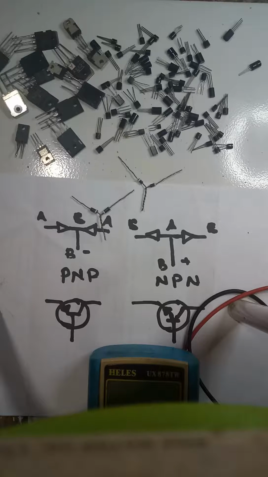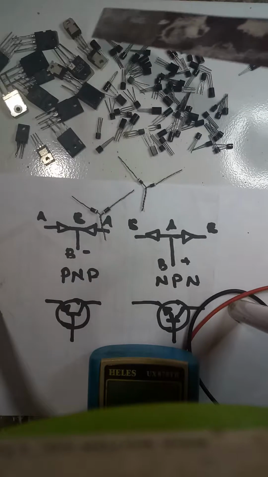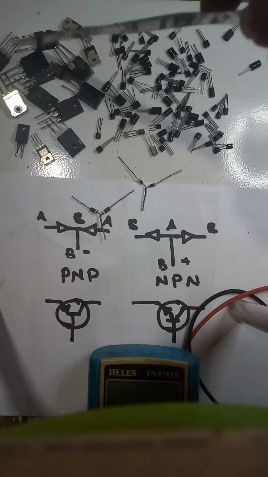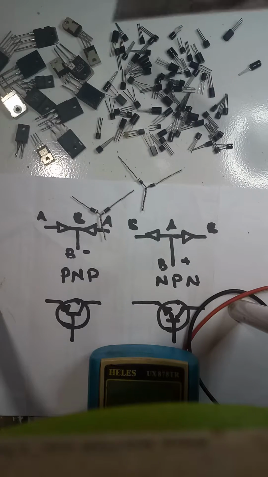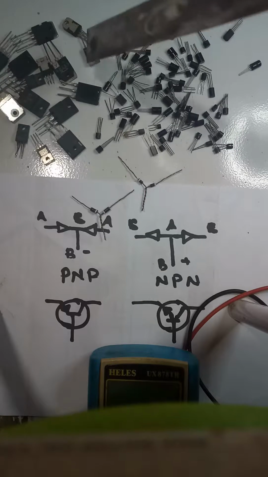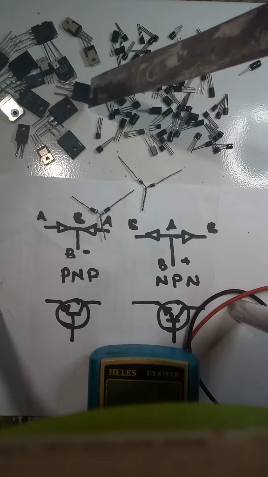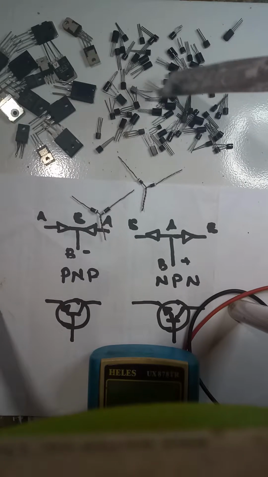Today we are going to learn electronics, especially the transistor. Transistors can be divided into three categories. They are MOSFET, metal oxide field effect transistor, junction field effect transistor or JFET, and bipolar junction transistor, or just called transistor.